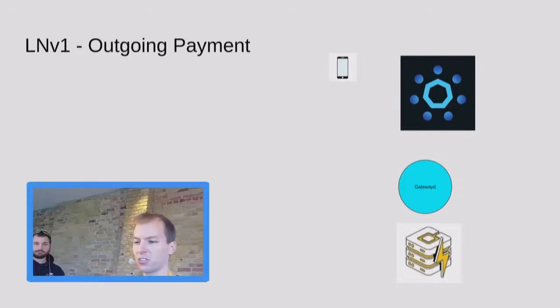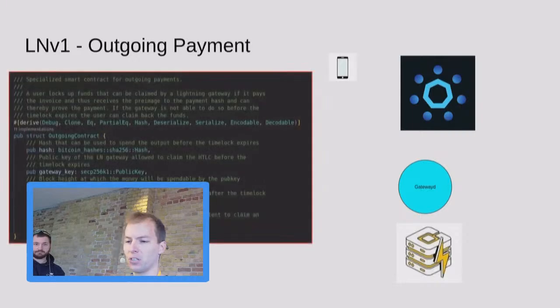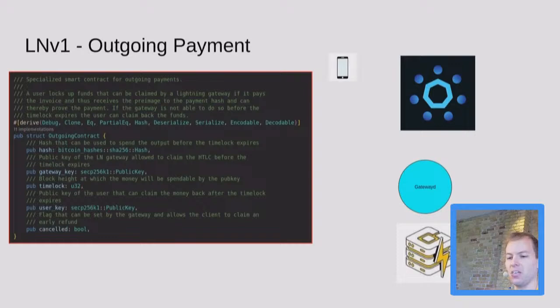Okay, so how do we do this? We essentially have a set of smart contracts. We can go through the outgoing payment case. This is what the contract looks like. It has a hash, it has a key, it has a time lock, similar to an HTLC. The hash essentially locks the contract. The gateway key is the key that is allowed to claim the locked ecash. And the time lock is the time lock portion. If the gateway has not claimed it by then, the user can then withdraw their funds.